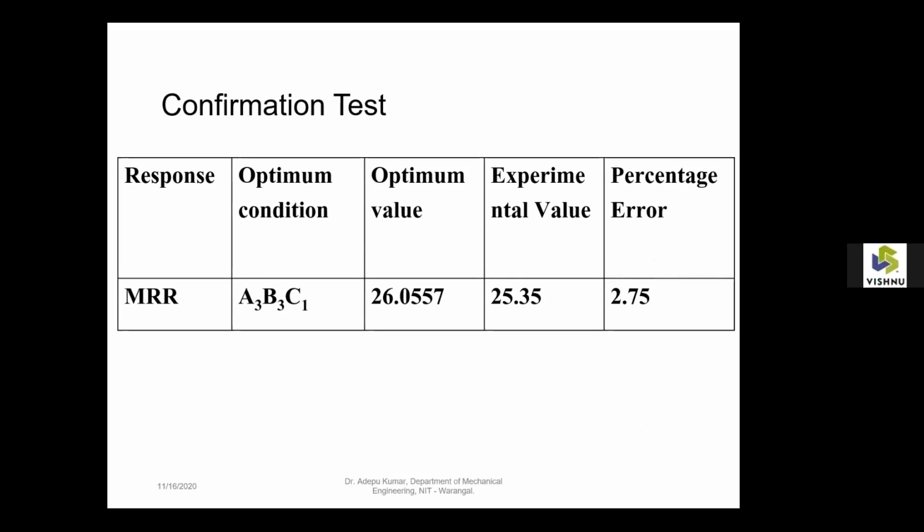If it is more than 5%, you are doing something wrong: some calculation error, some experimentation error, or some parameter that strongly influences the performance was not considered. So it may give many indications.